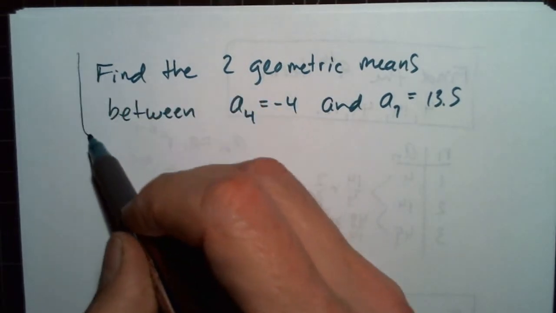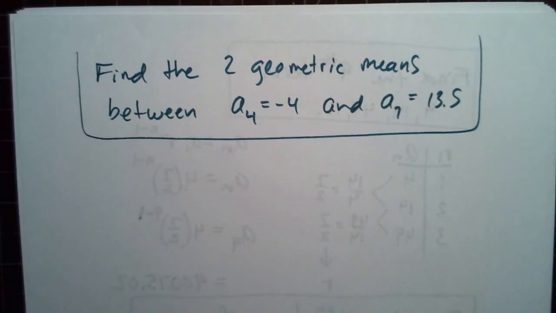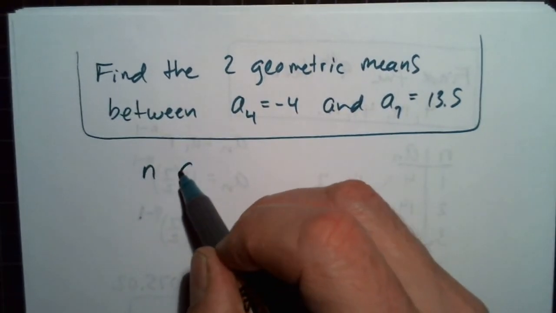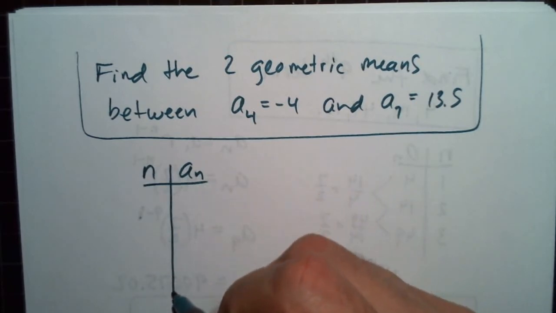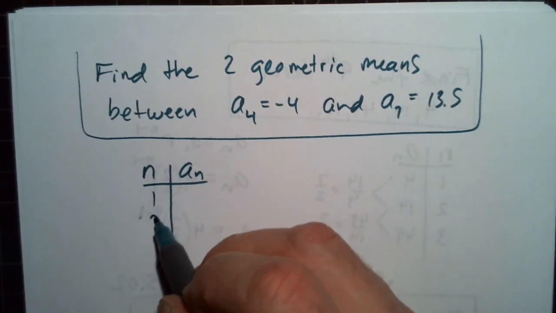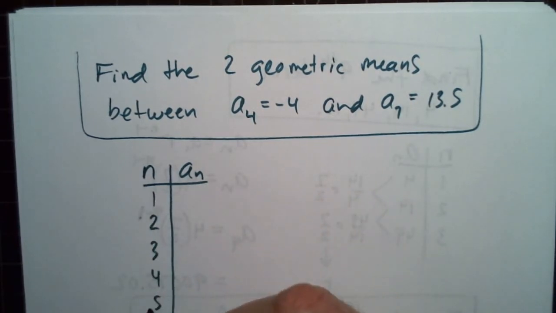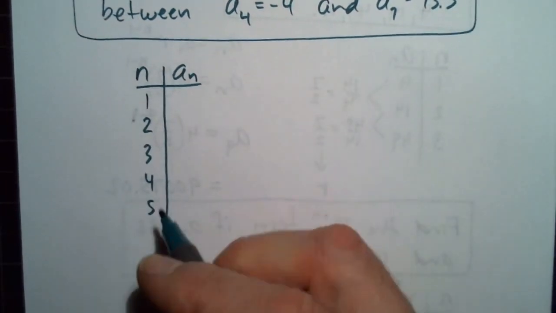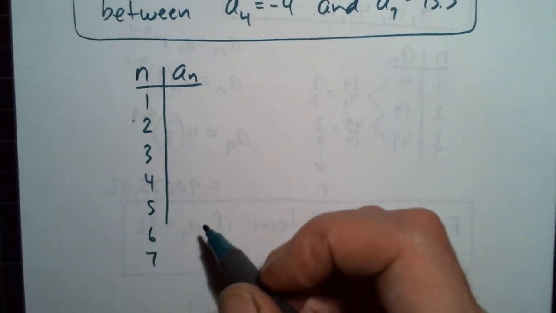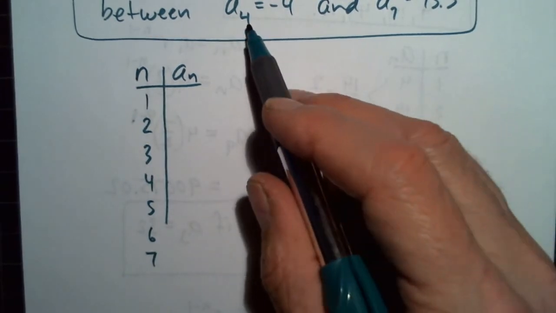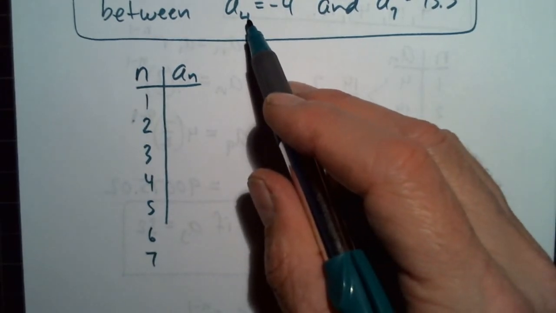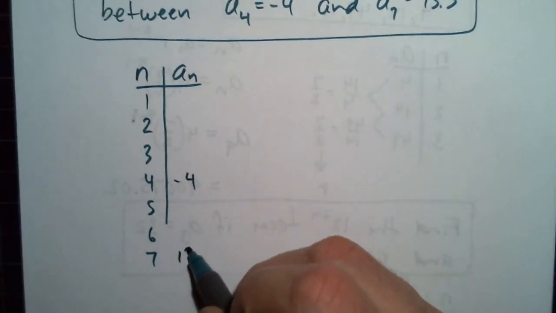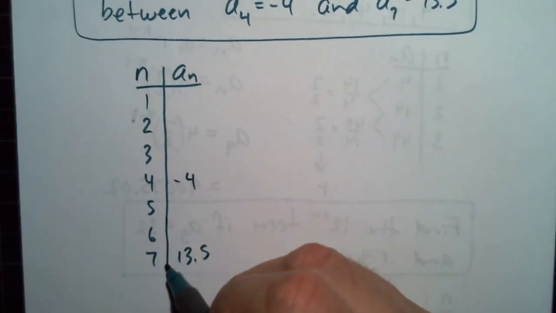All right. Let's always start a problem out like this. And the 4th term is -4, and the 7th term is 13.5.